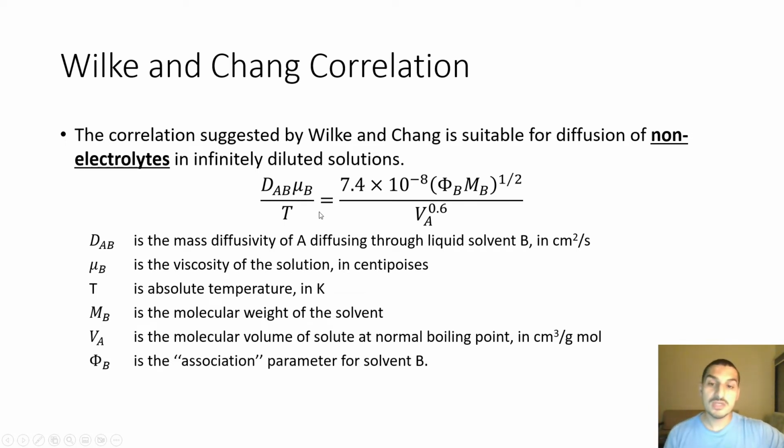What we can notice here is that the parameters we need to calculate the diffusion coefficient are viscosity, of course we should know the temperature, phi b, M, and Va. So the only parameter that is related to the solute is the molecular volume. The rest of the parameters here are for the solvent, I'm sorry. So mu is the viscosity. It should be easy to find from any textbook of properties of materials or liquids.